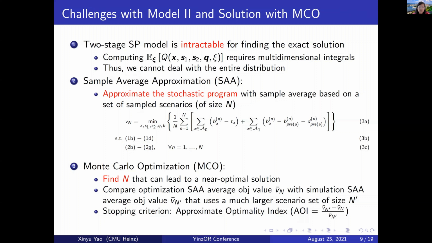You can see that they use similar constraints, but SAA has index n, which means that the duration is a function of the scenario. For each scenario, there is a sample duration realization, and we use equal weights for each scenario. As the sample size increases, the SAA solution will be closer to the optimal, but it will hurt computational efficiency. Therefore, we use the Monte Carlo Optimization approach to find a small n that can still give a near-optimal solution. MCO starts with a small sample size and iterates until reaching the stopping criteria.